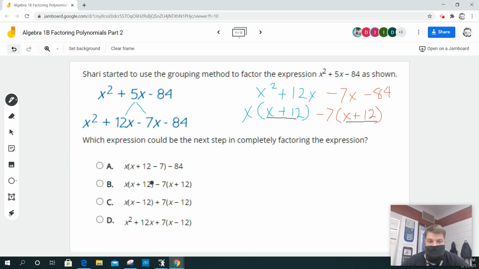All right, so if we look down here, is it B? Yeah, B is the right answer.